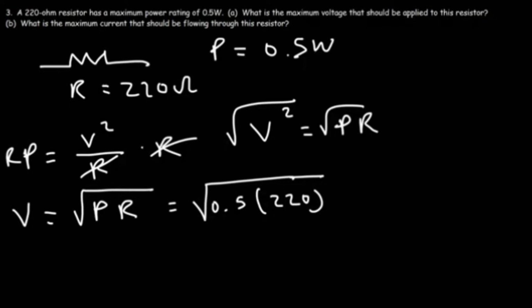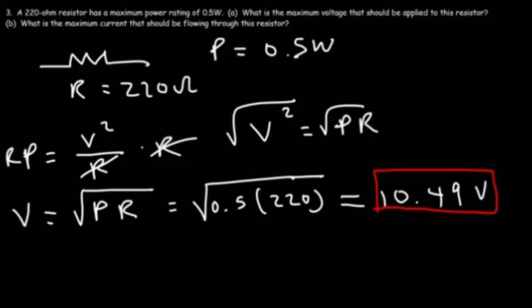And the square root of 110 is 10.49 volts. And that's a rounded answer. So that's the maximum voltage that should be applied. If you're applying 12 volts to this resistor, it's going to overheat and you can damage your component.